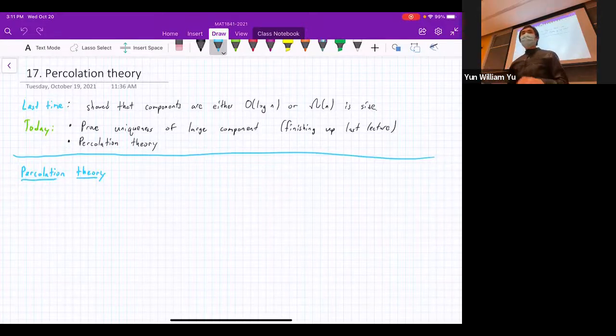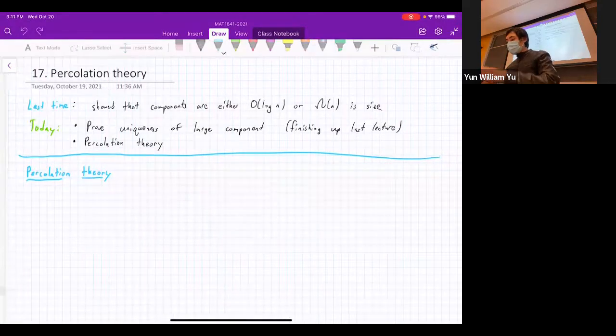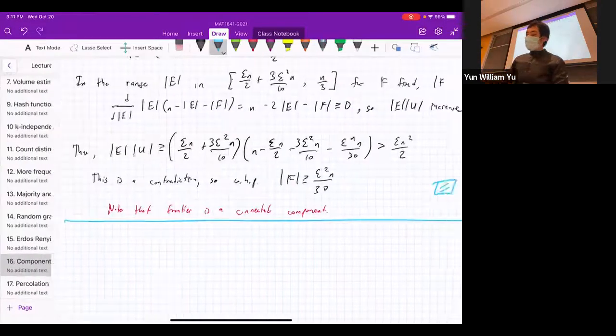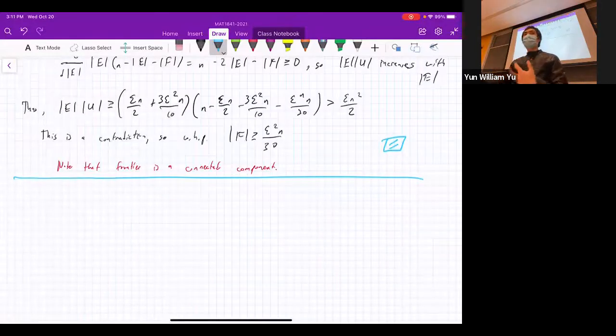So what did we do last time? Last time, we showed that components in an Erdos-Renyi random graph for a particular probability distribution were either of size O of log n or a large fraction of n itself. We're going to finish up that part of the random graph theory lecture today before moving on to percolation theory. Let me switch back to the previous slide, and we're going to show that there are no other large components.